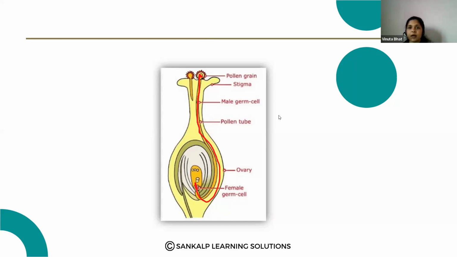Very important diagram, and they will ask you to label the different parts: pollen tube, pollen grain, and this is the stigma, this is the ovary, and this is the female germ cell. So these are all very important points.